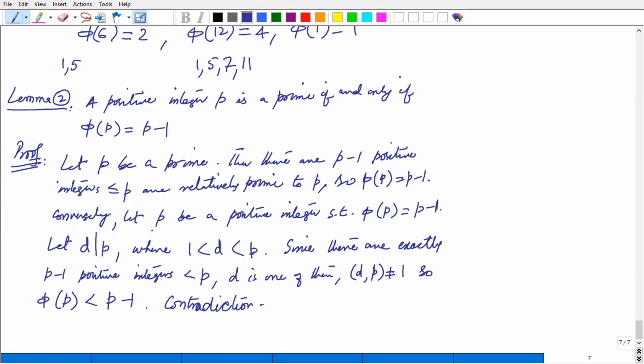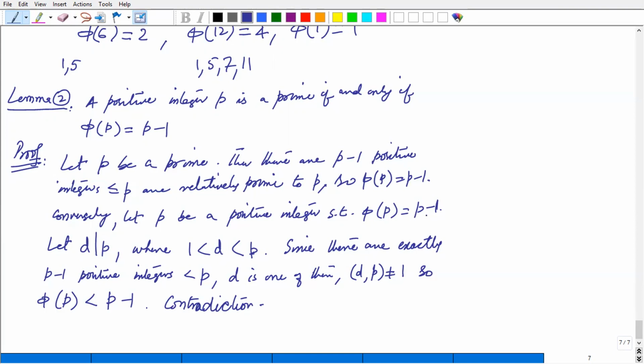So it means there must be a number D, greater than 1 and less than P, which divides P. So D must be a number between 1 and P that exactly divides P. So the GCD of D and P must not be equal to 1. So if the GCD of D and P is not equal to 1, D must be removed from here.